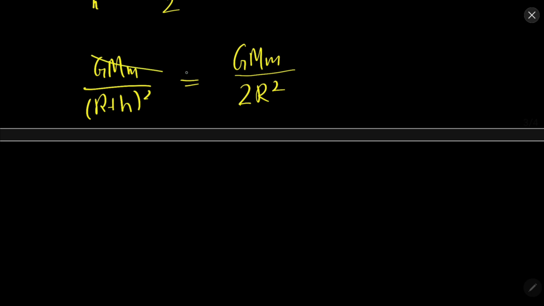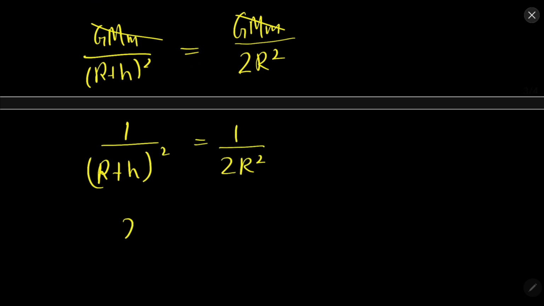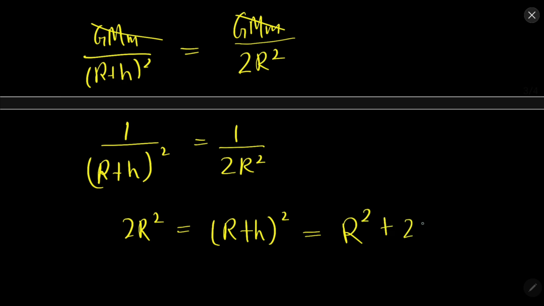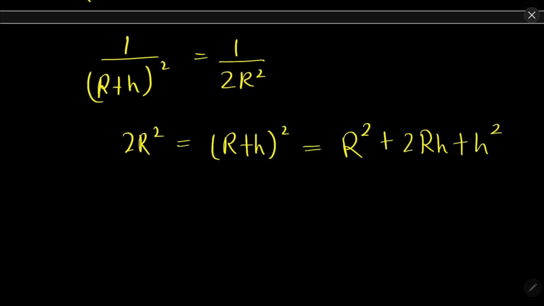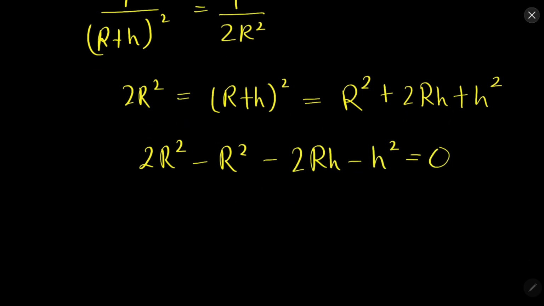So this will get cancelled out. So we will have 1 upon (r plus h) whole square equal to 1 by 2r square. 2r square equal to (r plus h) whole square. This will give you r square plus 2rh plus h square. 2r square minus r square minus 2rh minus h square equal to 0. So we get r square minus 2rh minus h square equal to 0.